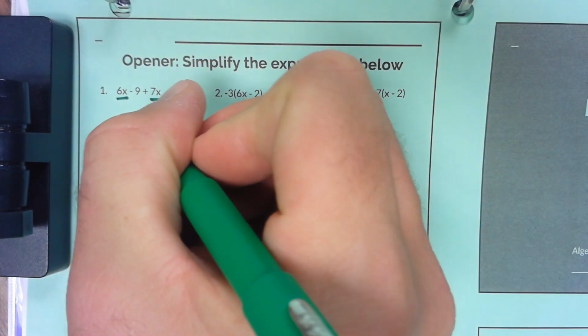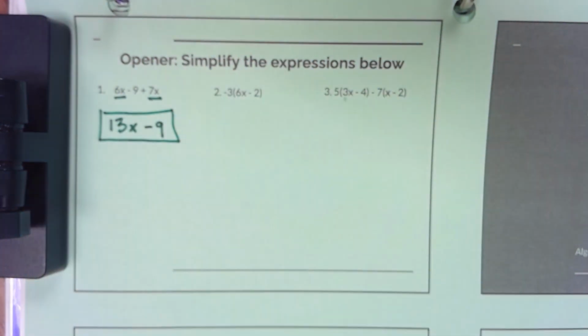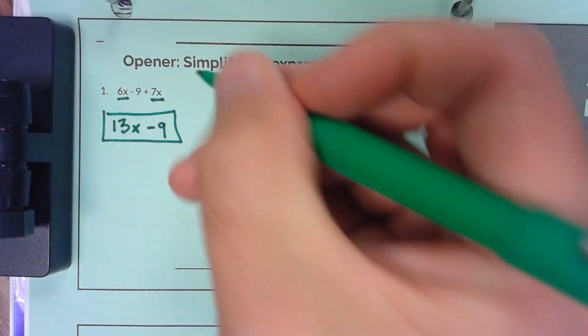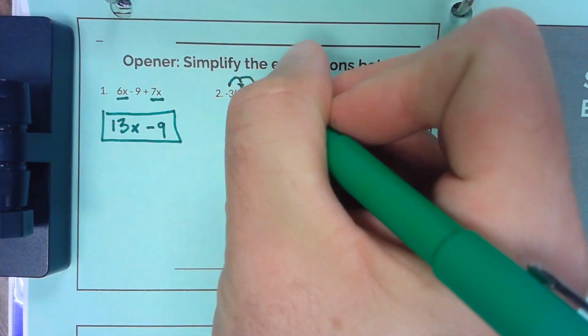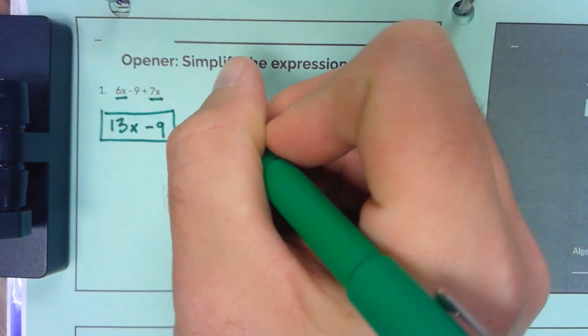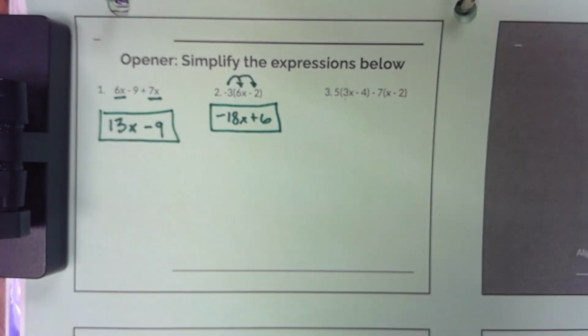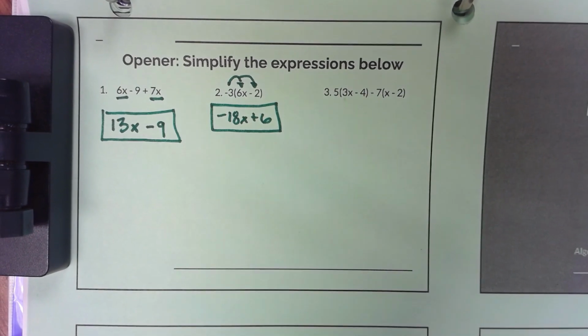And the minus 9, we cannot add that with the x's. So we just write minus 9 after the 13x. So that is considered simplified. For 2, we would distribute this negative 3, making it negative 18x, and then plus 6, and there's nothing more that we can do with that either, because negative 18x and 6 are different terms.